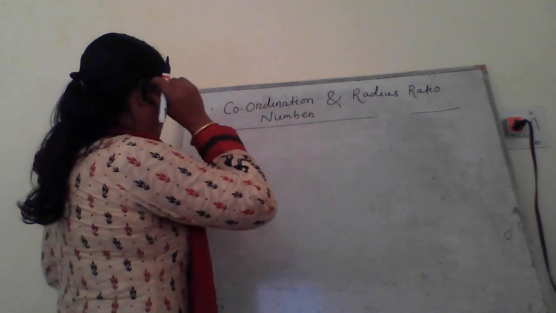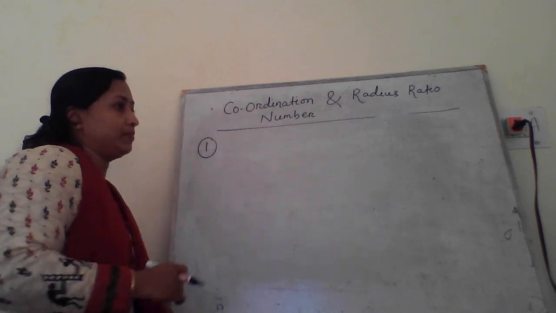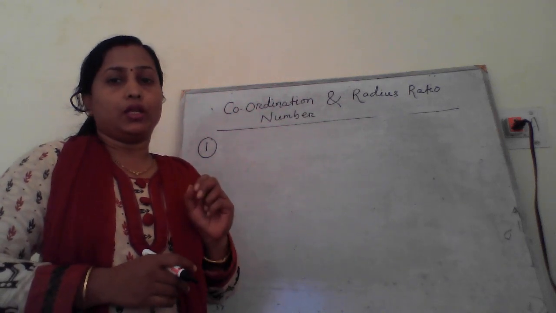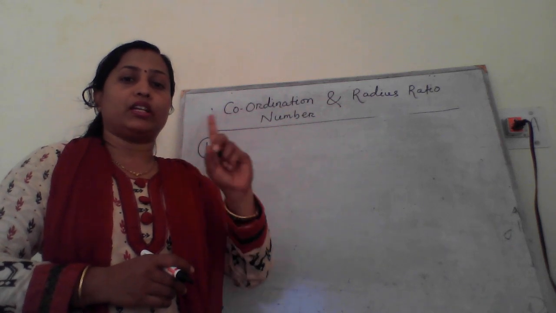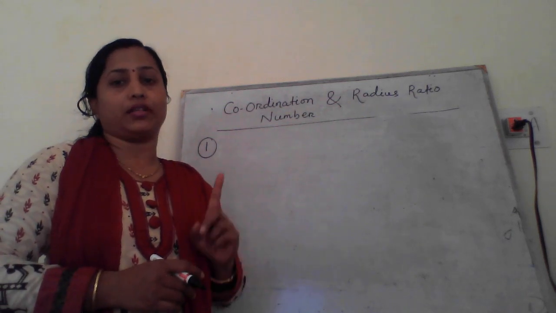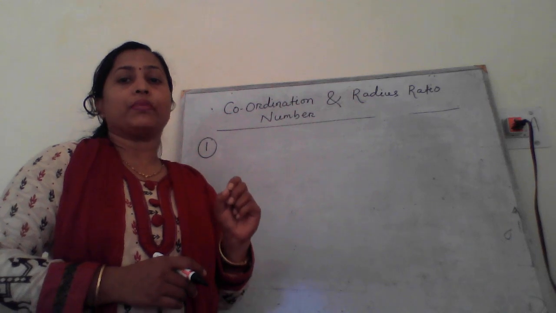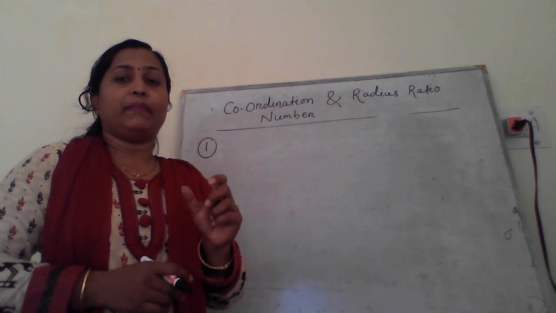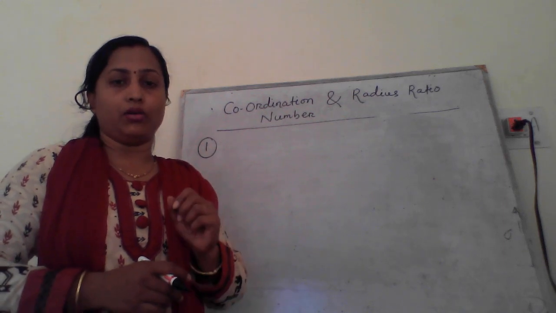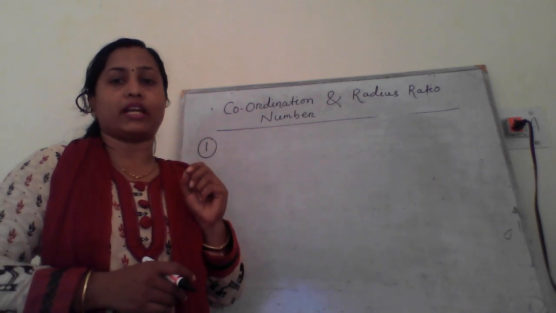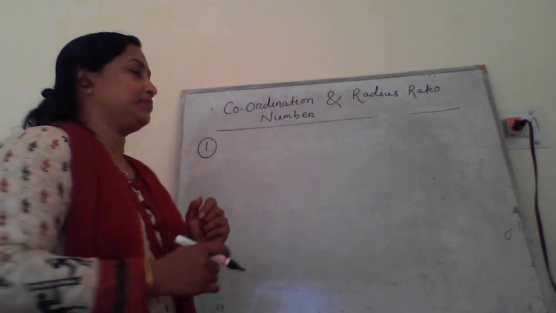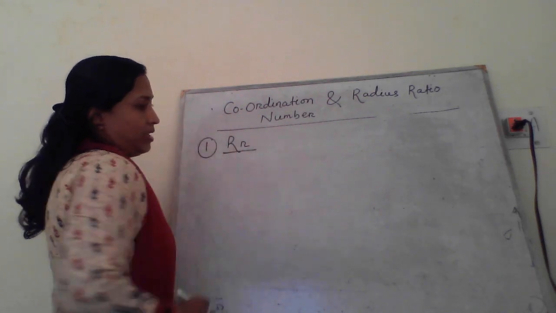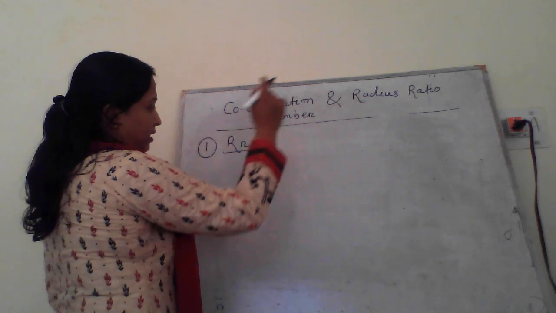So by knowing the coordination number, the shape of the molecule must be known, and the coordination number depends upon the radius ratio to determine the shape of the molecule. So there is a certain limiting radius ratio. We can write it in tabular form as the radius ratio, represented by RR.